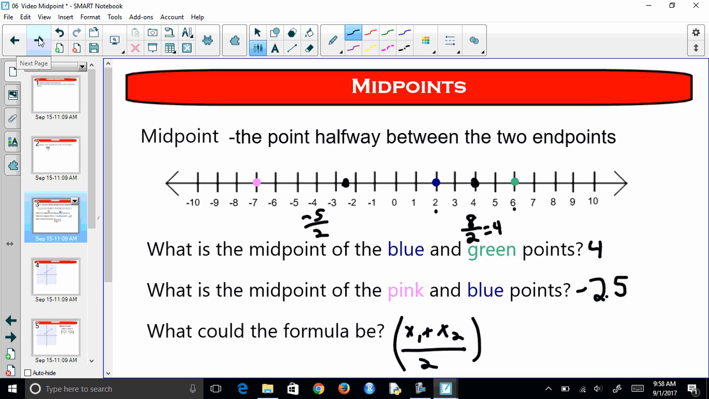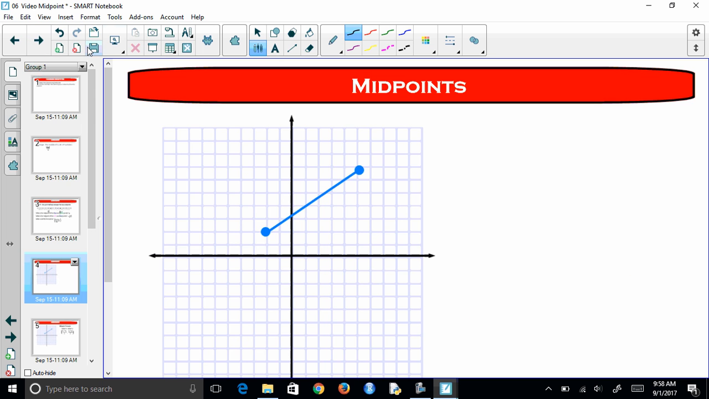Now it gets a little bit more complex when we go from one-dimensional to two-dimensional. If I wanted to find the midpoint here, I'd guess it would be somewhere there. It looks like it's about the middle. But let's try to figure it out. This point is negative 2, 2. And this point is 5, and I go up 2 to 7, I believe.